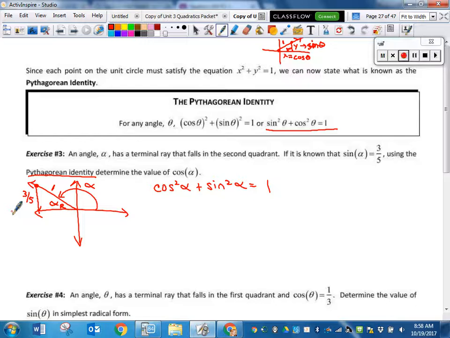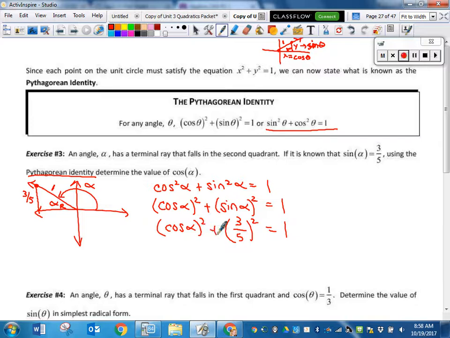All right, so I know that sine theta equals 3/5. So I'm looking for cosine. I could rewrite this as cosine alpha squared plus sine alpha squared equals 1, because those are equivalent. And I happen to know that sine is just 3/5, so I could replace this with 3/5 quantity squared equals 1, and this would be cosine alpha whole thing squared, and a plus.